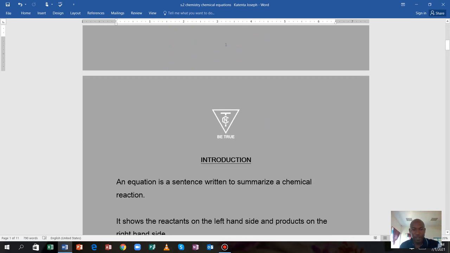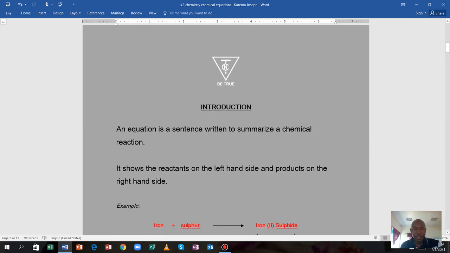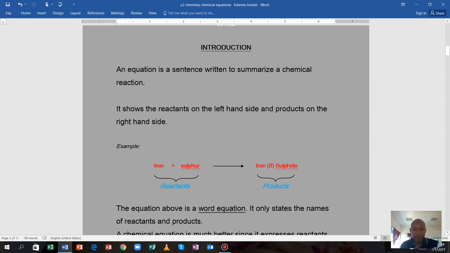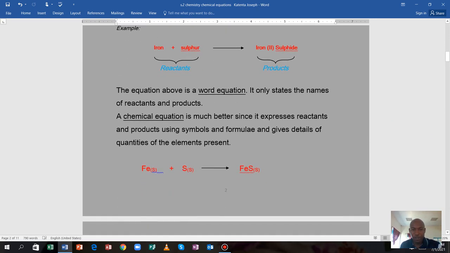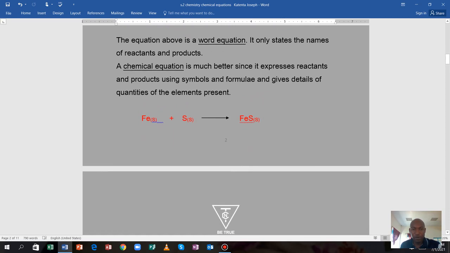Here is the introduction. An equation is taken to be a sentence written to summarize a chemical reaction. It shows the reactants on the left-hand side and products on the right-hand side. So, look at this equation here which summarizes the reaction between iron and sulfur. When iron combines with sulfur, they form iron 2 sulfide. This kind of equation is called a word equation. But a chemical equation is even better because it gives us more information.